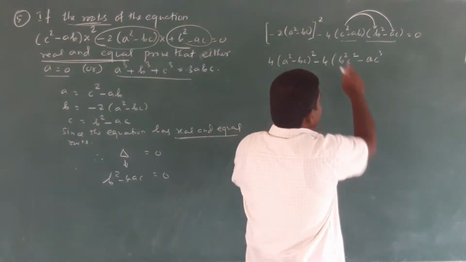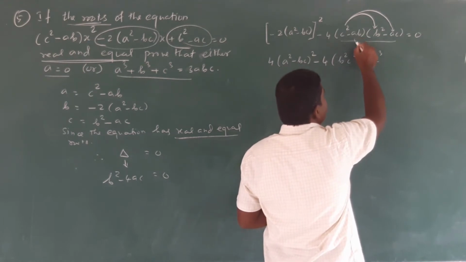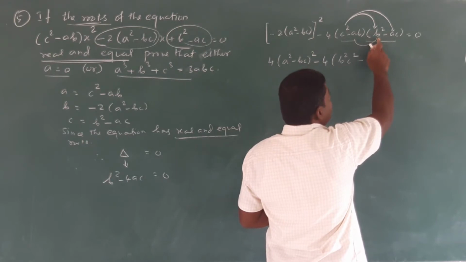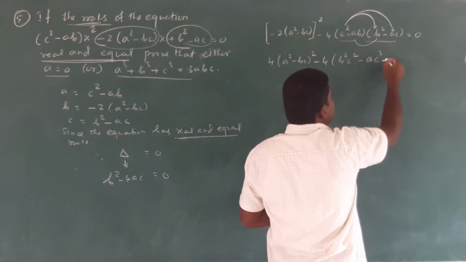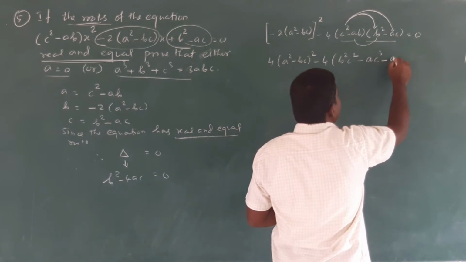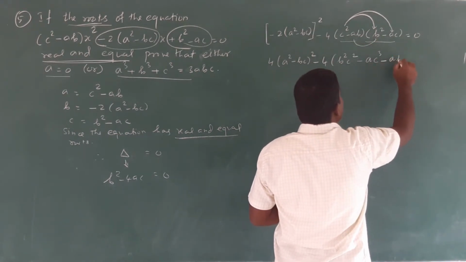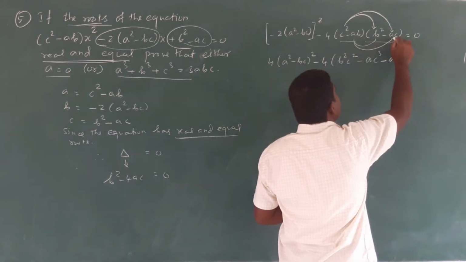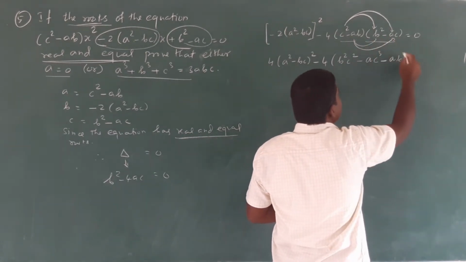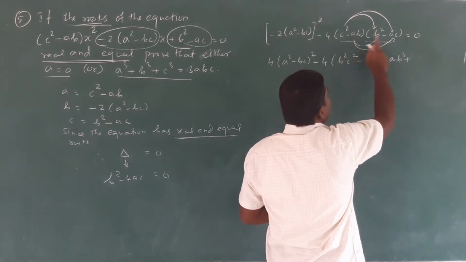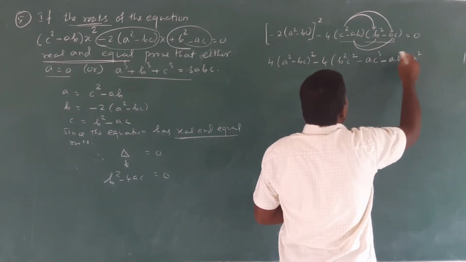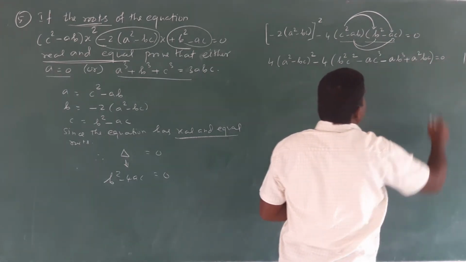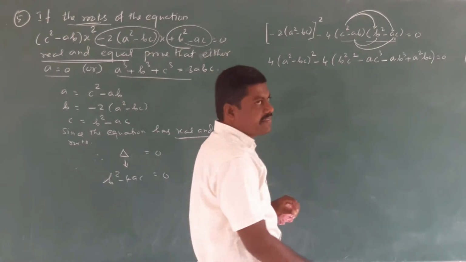Now c square is over. Next you take minus ab multiplied with b square. What we get? Minus into plus is minus: a b cube. Again minus ab multiplied with minus ac. So minus into minus becomes positive: a multiplied by a square, b multiplied by c, a square bc, which is equal to 0. Understand? Just multiplication, that's all.